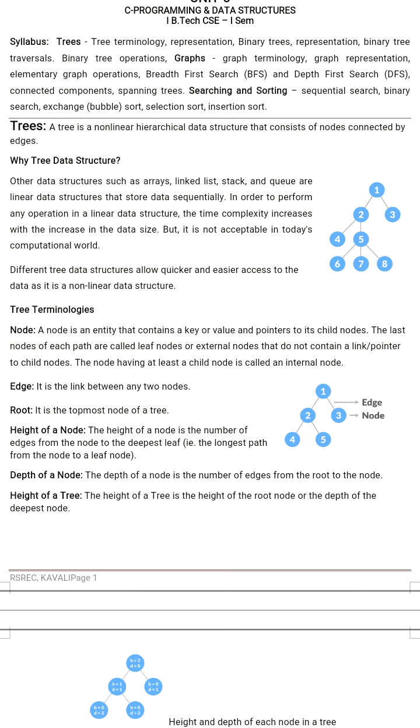So here the longest path is 1 to 4, 1 to 5. So the height of a node is the number of edges from the node to the deepest node. 1 to 4 is one path, 1 to 5 is another path. Out of this path there are 2 edges available. So that's why the height of the node is 2. Okay, so see the above diagram.